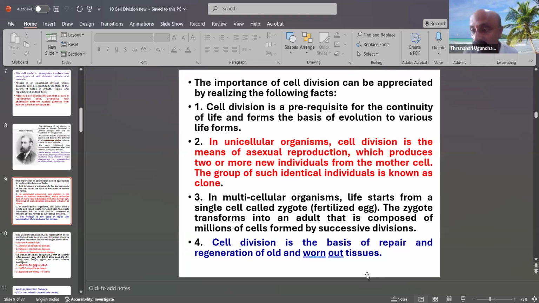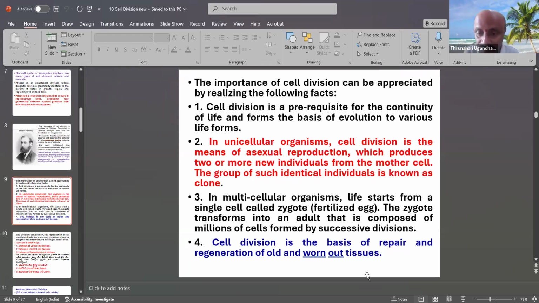In multicellular organisms, life starts from a single cell called the zygote. The zygote is formed from two gametes, male and female. After the egg is fertilized to a zygote, it develops into the adult, which is composed of millions of cells formed by successive divisions. After meiosis, the zygote undergoes mitosis, not meiosis. Meiosis takes place only one time in life formation. Then life continuation is called mitosis.